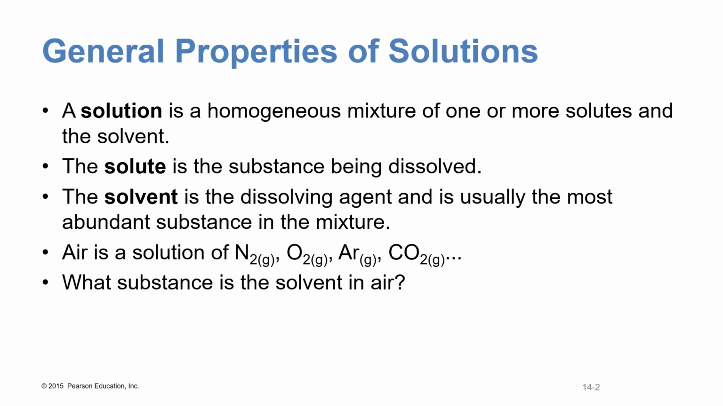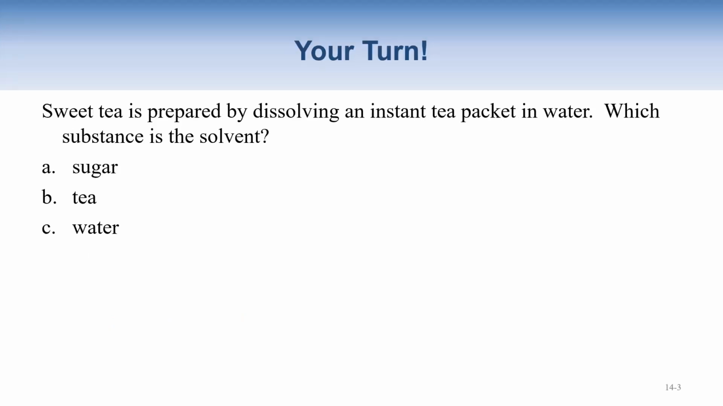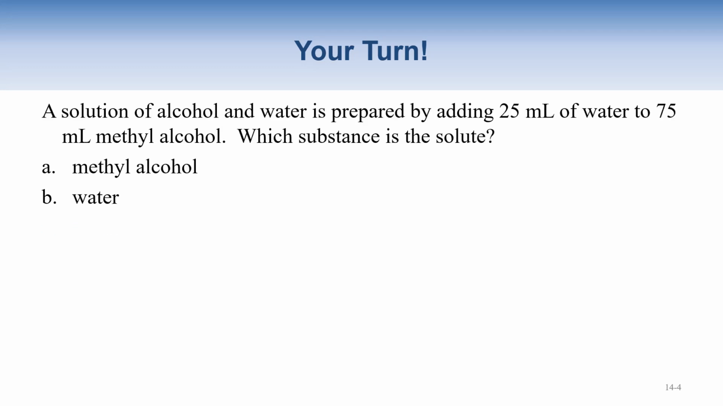Air is a solution of nitrogen, oxygen, argon, carbon dioxide, and so forth. What substance is the solvent in air? Nitrogen, since the majority of the gas in air is nitrogen. Sweet tea is prepared by dissolving an instant tea packet in water. Which substance is the solvent? The water. A solution of alcohol in water is prepared by adding 25 ml of water to 75 ml of alcohol. Which substance is the solute? Well, water is the solute because it's the thing that was added in lower quantity.